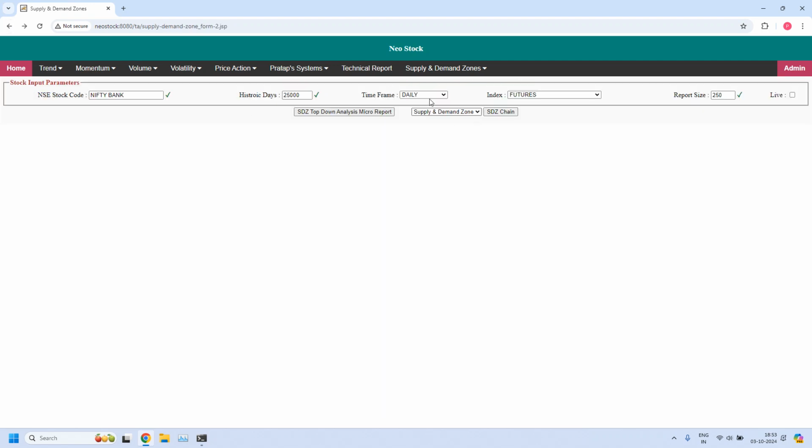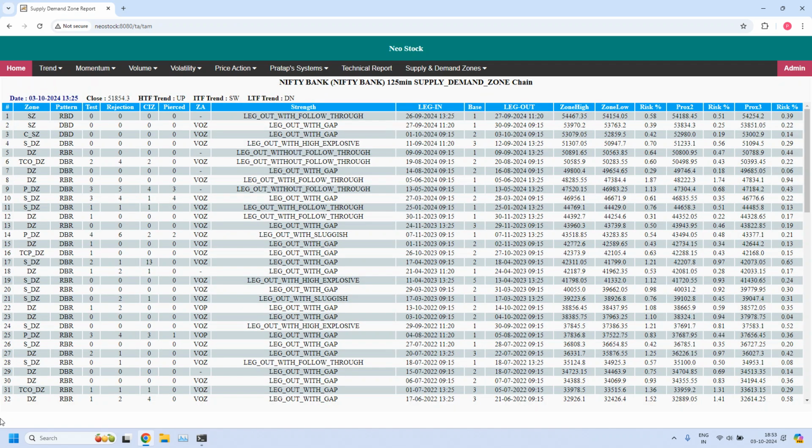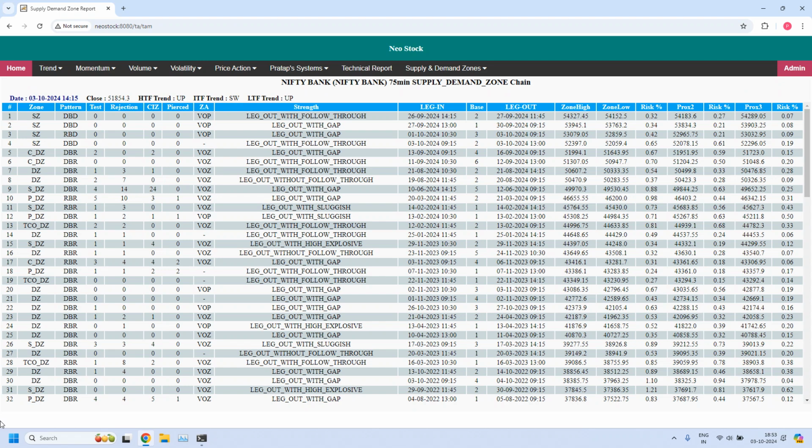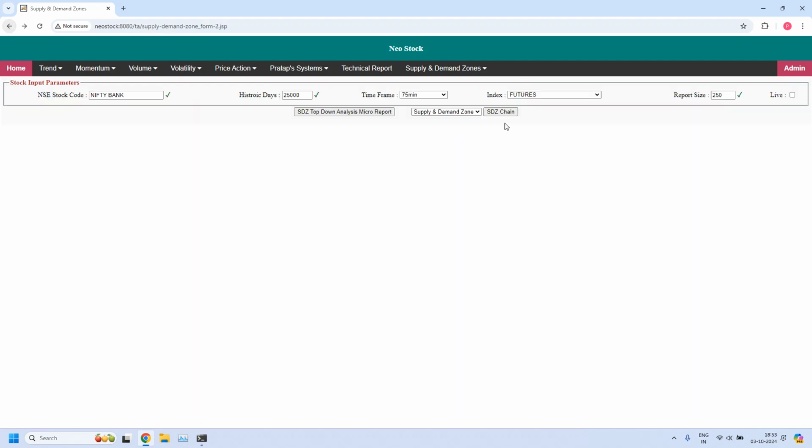Next time frame is 125 minutes, generating the 125 minute supply demand zone chain for BANKNIFTY. Next time frame is 75 minutes, generating the 75 minute chain. Next time frame is 25 minutes, generating the 25 minute supply demand zone chain for BANKNIFTY.